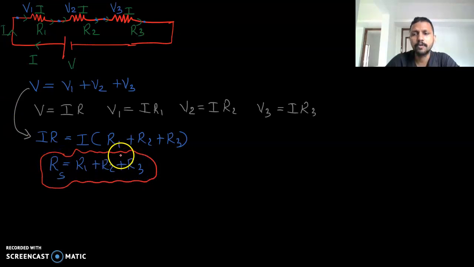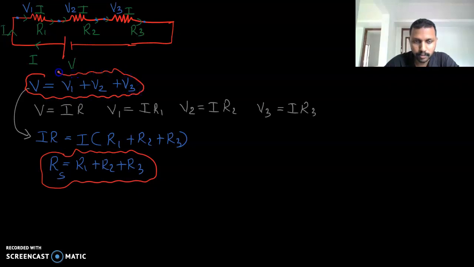You might have learned this in your smaller classes also. Then Rs is equal to R1 plus R2 plus R3, and you should remember this expression also. This is also an important expression. That is, in series combination, the total potential of the battery will be the sum of the potential difference across each resistor. Therefore, we are having two equations, and you should remember in series combination current is same. The total current is equal to the current across each resistor.